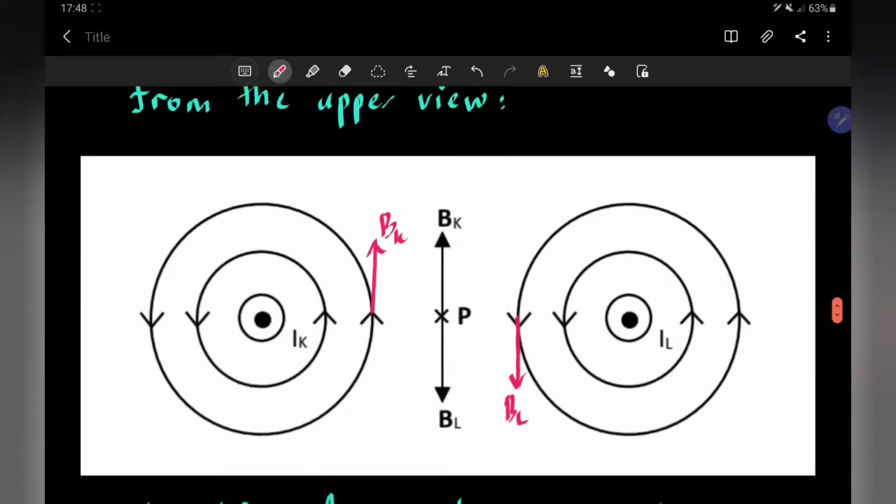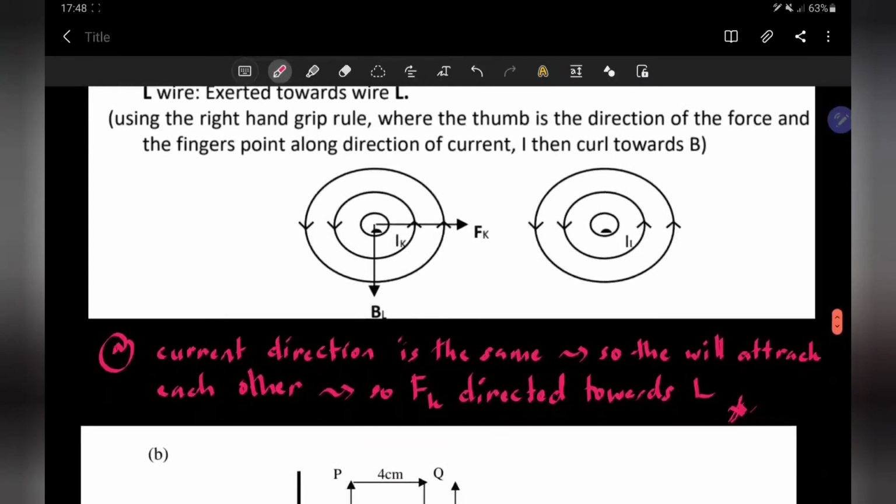So here, how to answer that? The current direction is the same, so they will attract each other. So FK is directed towards L, or to the right. Alright, so this is the way how to answer the question.